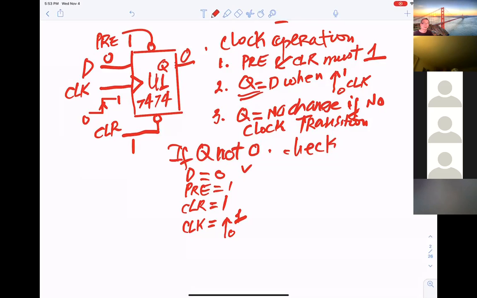Then I can ask, how come you want to jam U1? Then he has to prove it. He says, okay, I measure input D, I get 0. Preset, I get 1. Clear, I get 1. And I also get a clock going 0 to 1 transition. Everything looks okay to me. Why is the output not 0 like we want it to be? That's how we fix the problem.